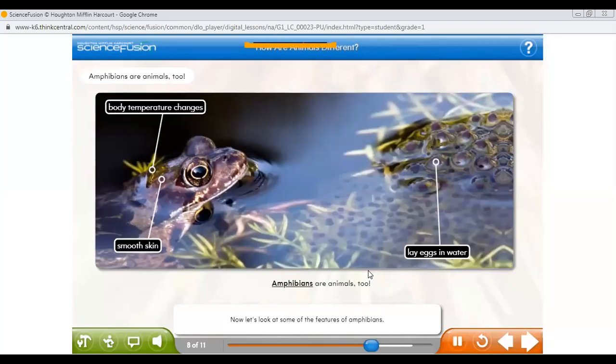Now let's look at some of the features of amphibians. How are they different from reptiles? How are they the same? Click the labels to learn about their special features.